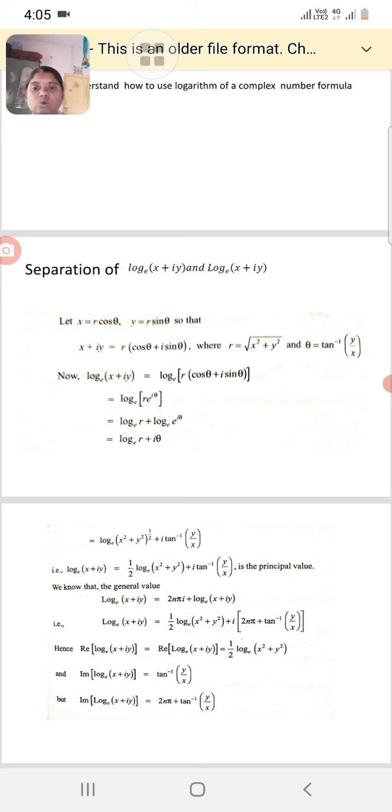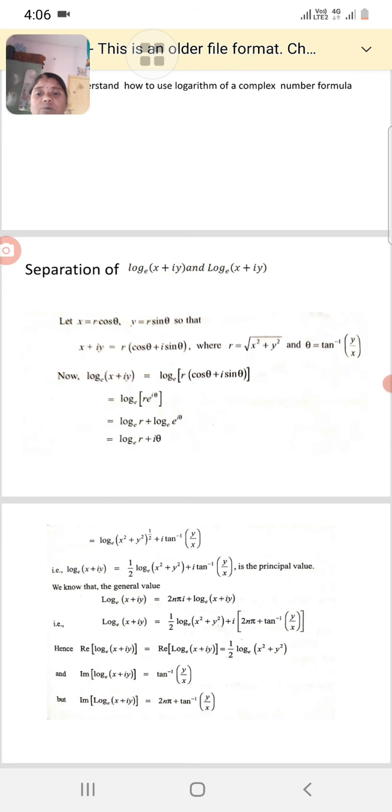So r value is root of x square plus y square, plus i into tan inverse, theta value is tan inverse of y divided by x. So that is log of x square plus y square to the power 1 by 2, plus i into tan inverse of y by x. Here the separation, the real part is 1 by 2 times log of x square plus y square, plus i tan inverse of y divided by x, which is the principal value.